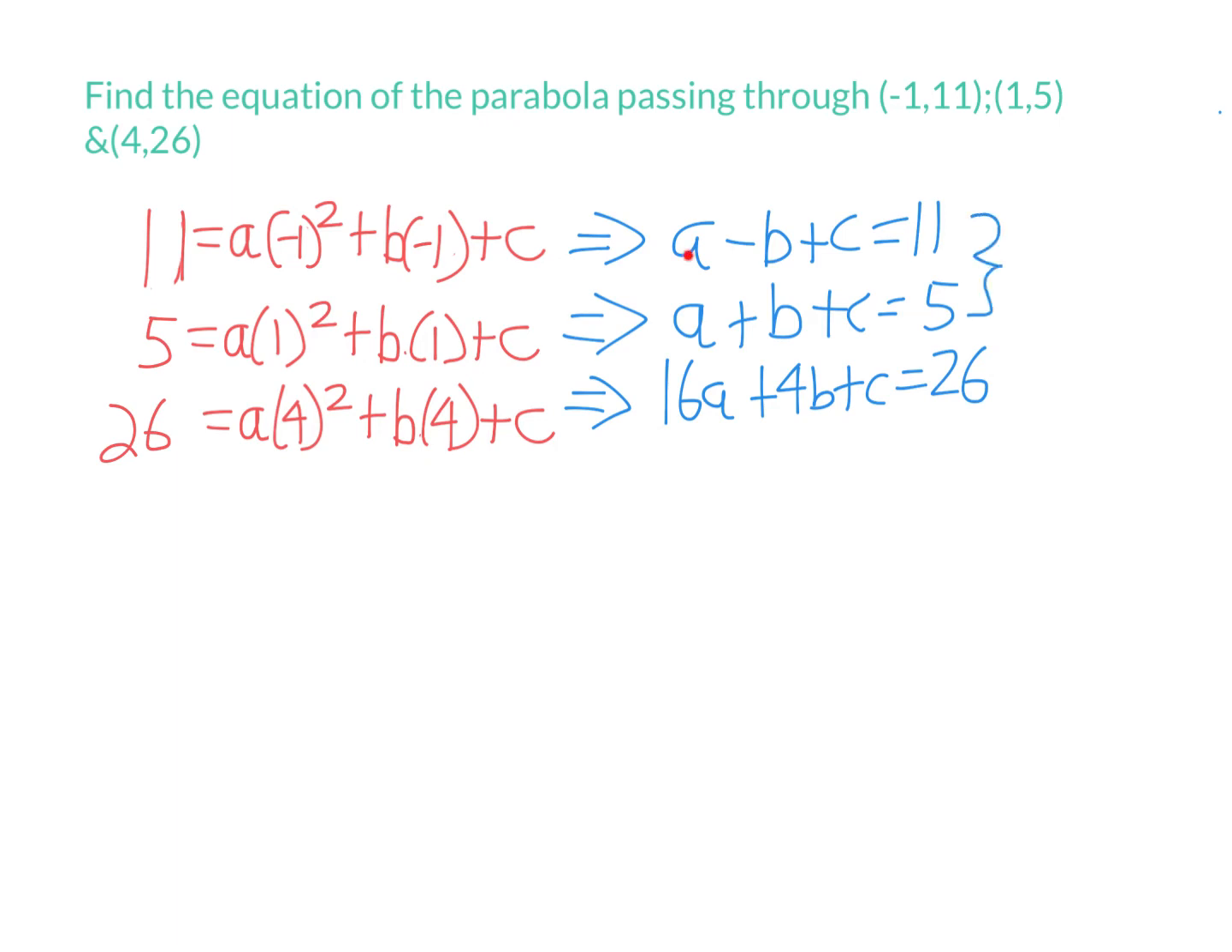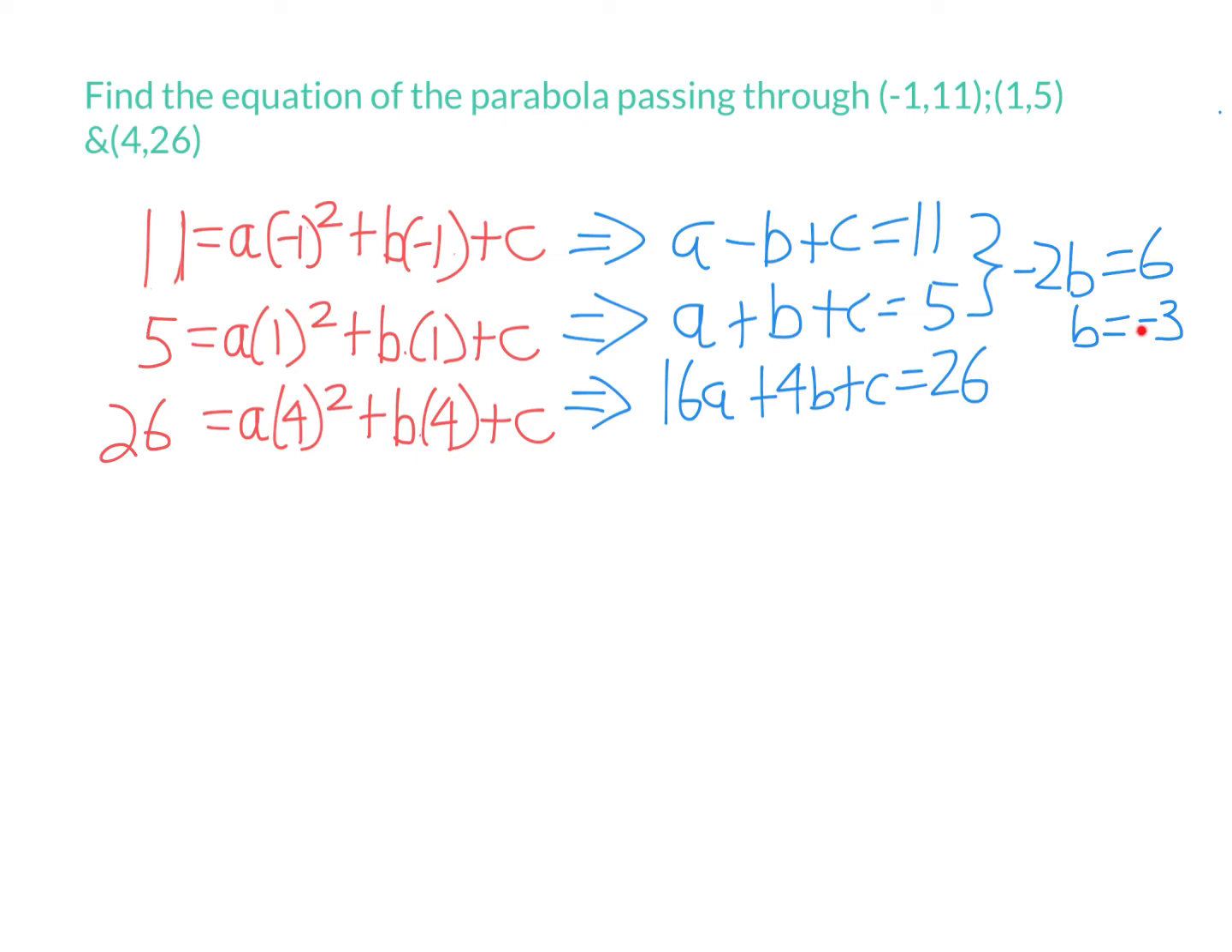So if I do that, I get a minus a is 0, -b minus b just gives me -2b, c minus c is 0, 11 minus 5 equals 6. So I get -2b equals 6, so that of course means that b is just equal to -3. So now I just need to find a and c.